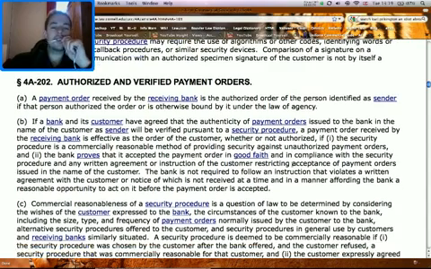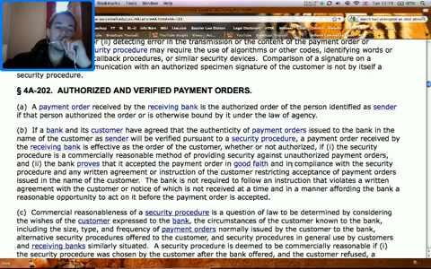4A-202, authorized and verified payment orders. A payment order received by the receiving bank is the authorized order of the person identified as sender if that person authorized the order or is otherwise bound by it under the law of agency.